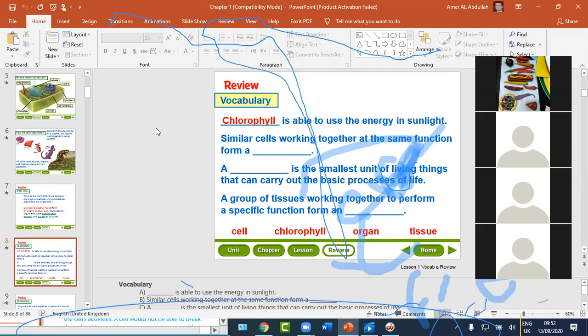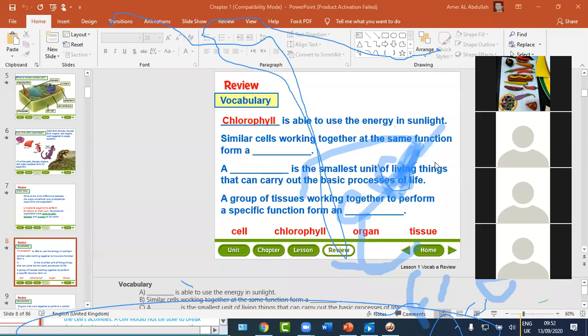Chlorophyll is able to use energy in sunlight. Similar cells working together at the same function form what? Tissue, mister. Excellent. Form tissue.